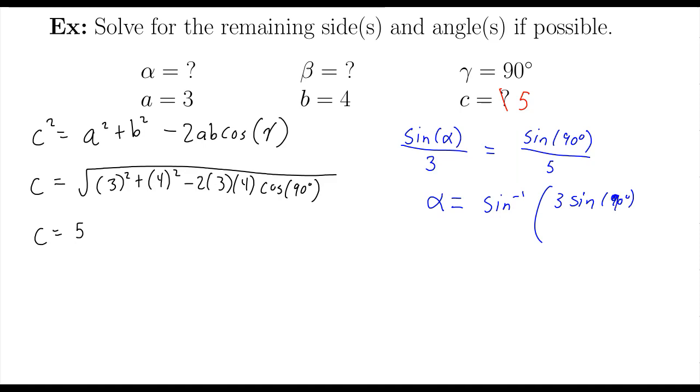Sometimes I can't write. Try that again. There we go, better. All right, so then I'll type this in my calculator. Inverse sine, fraction button, 3 sine 90, close parentheses, over 5, close parentheses, 36.9 degrees.